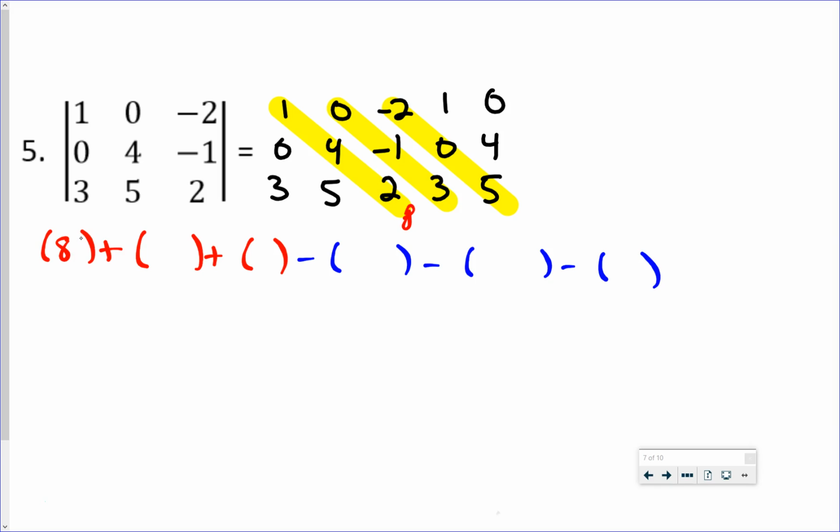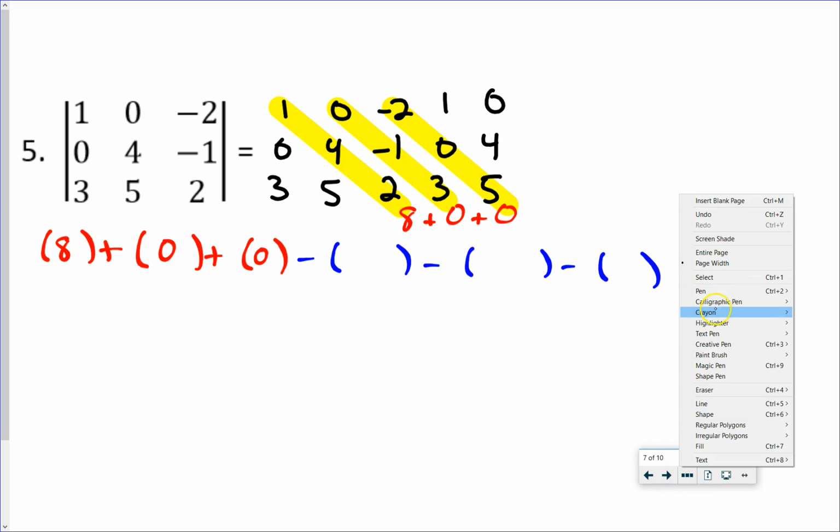What is 0 times -1 times 3? It is 0. Alright, what is -2 times 0 times 5? 0 again. Well, that's nice. So those first 3 numbers are the ones that we add together. Okay? 8 plus 0 plus 0.